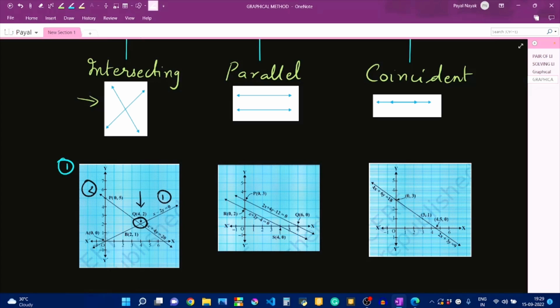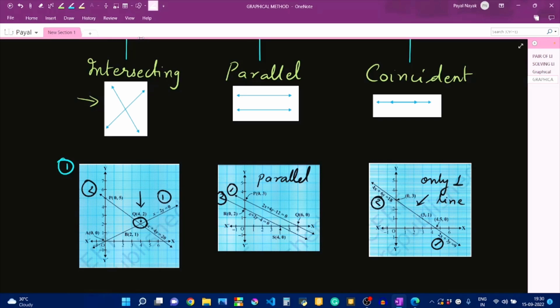The second type of graph is the parallel lines. Here you can see this is the first equation that we have plotted, 2x plus 4y minus 12 is equal to 0, and this is the second one. The type of graph that you are getting is that of parallel lines. The third type is two coinciding lines: 2x plus 3y is equal to 0 is the first equation, and 4x plus 6y is equal to 18 is the second equation. After plotting both equations, you get only one line. That means they are coinciding, or the lines are said to be coincident lines.